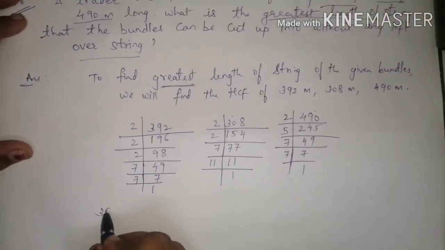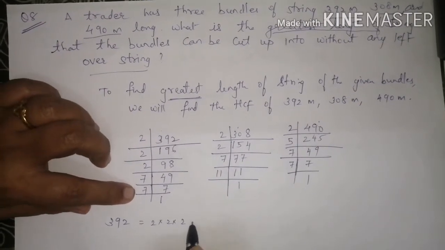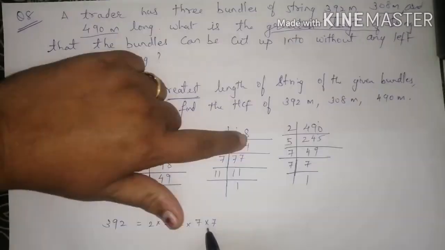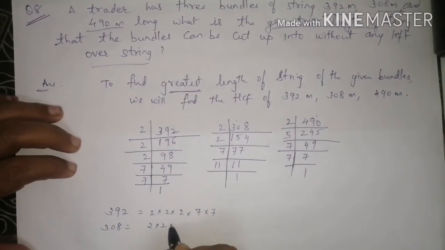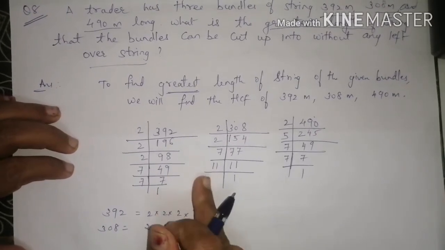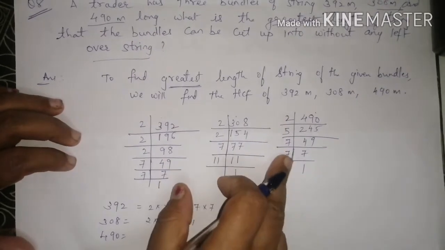So the factors of 392 are 2 times 2 times 2 times 7 times 7. Factors of 308 are 2 times 2 times 7 times 11. 490 factors we got: 2 into 5 into 7 into 7.